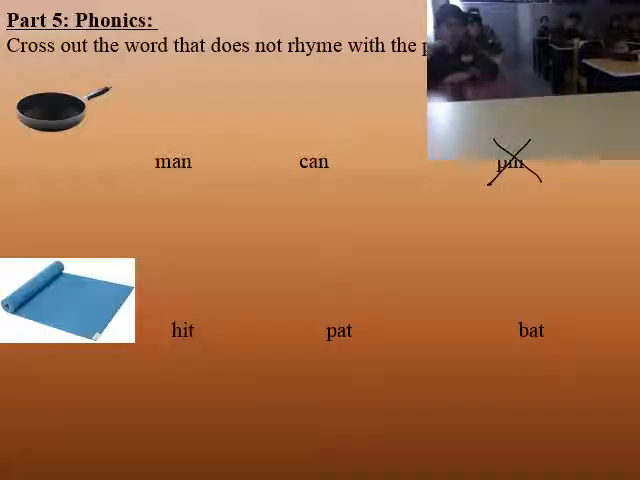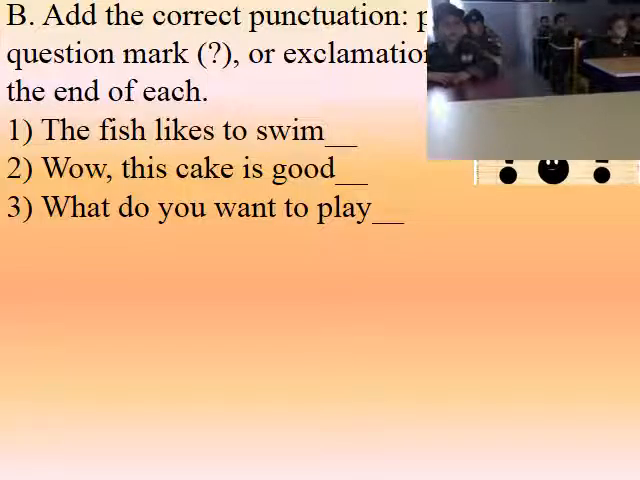Let's look at this picture now. What is this picture? Mat. Does pat rhyme with mat? Yes. Does bat rhyme with mat? Yes. Does hit rhyme with mat? No. So we put an X by hit. Good job. Let's do this one.